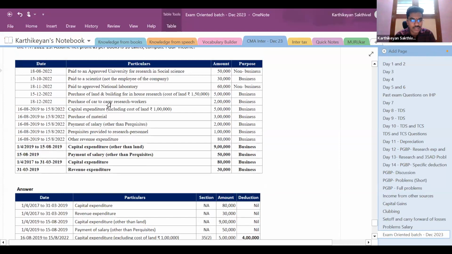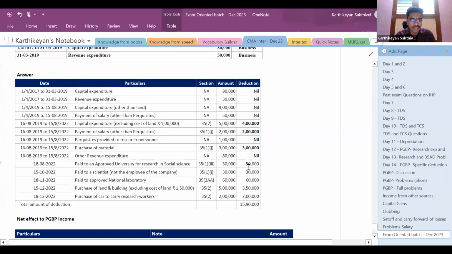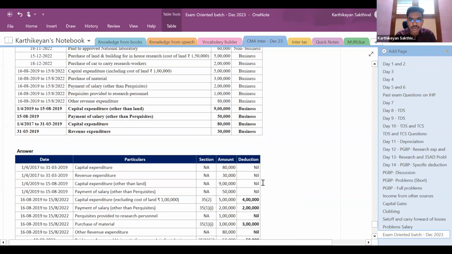Next, whatever has been incurred during the current year. As far as current year expenditure is concerned, everything can be claimed as reduction other than the cost of land. Paid to an approved university for research in social science can be claimed as reduction. Paid to a scientist can be claimed. Paid to an approved national laboratory can be claimed. For the purchase of land and building, the cost of land cannot be claimed as reduction. The purchase of a car to carry the research workers can also be claimed as reduction. So the entire reduction amount will be 15,90,000. Right? So this is the provision.